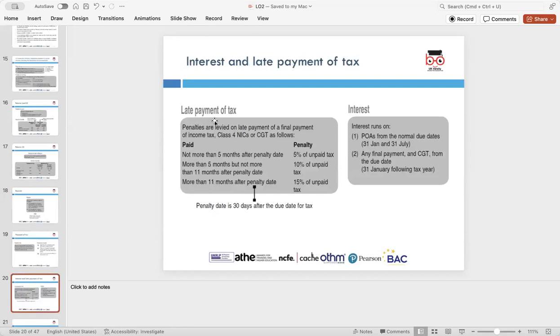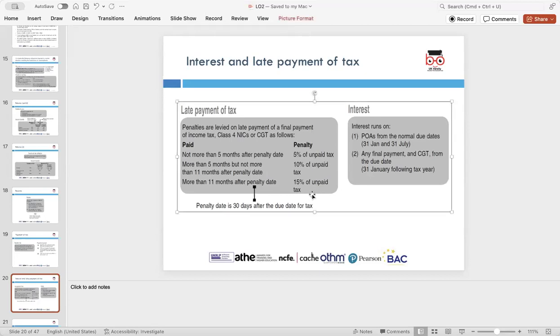Interest and late payment of tax. Late payment of tax can lead to penalties and interest charges, which can add up over time. The penalties for late payment of tax: 5% of unpaid tax, 10% of unpaid tax if more than 5 months but not more than 11 months, and more than 11 months after the penalty date, 15% of unpaid tax.